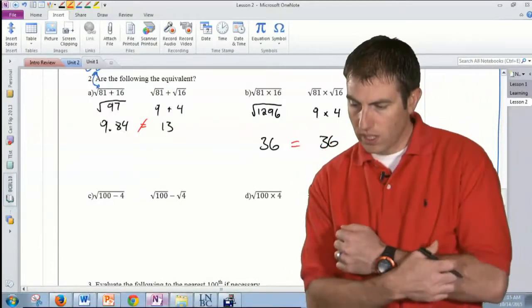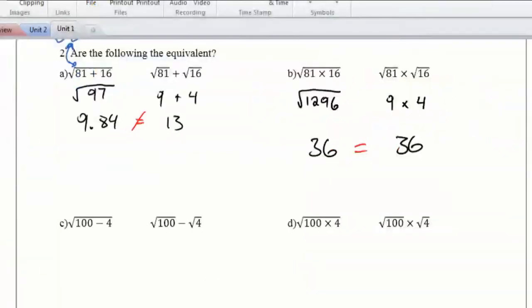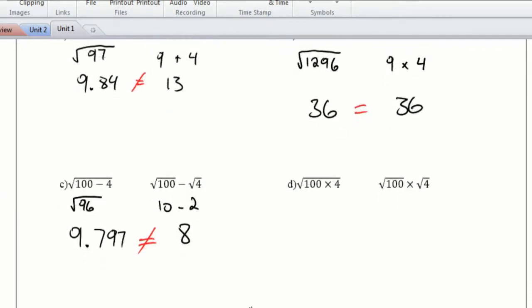So if I take 100 minus 4, I'm going to end up with the square root of 96. And then the square root of 100 is 10, and I'm going to subtract the square root of 4 is 2. So I end up with 8. The square root of 96 is not 8. That should be 9.797. So again, when I'm subtracting, these things are not equal.